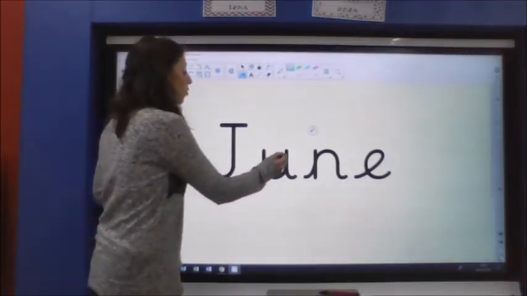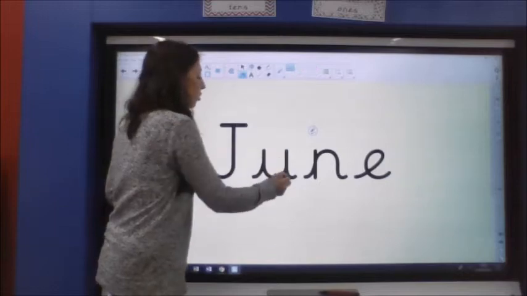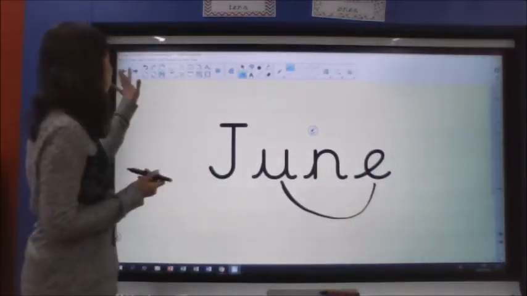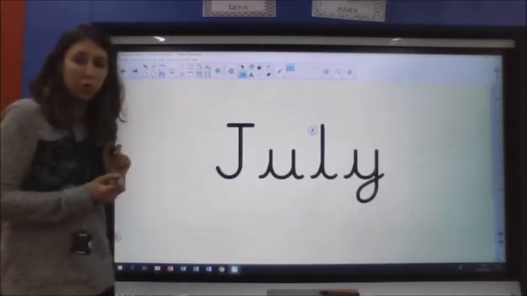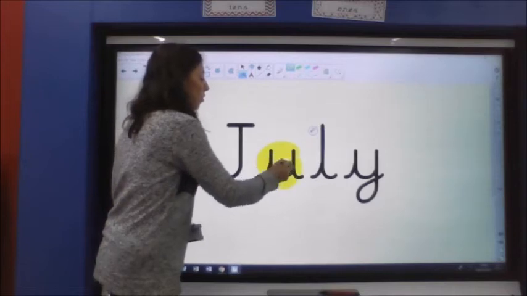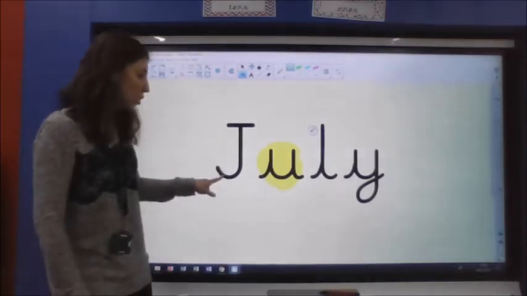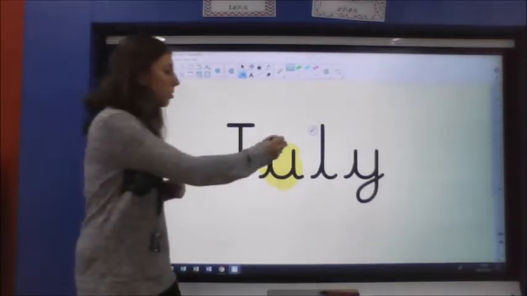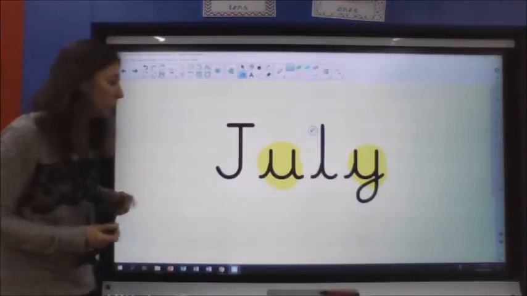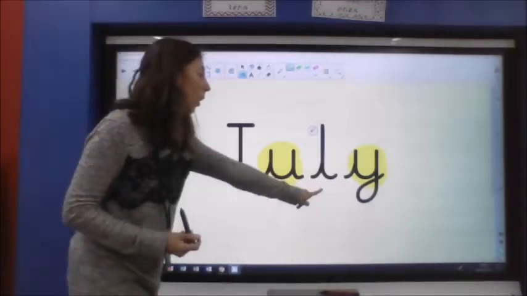Then we've got the word June. So we have to remember in June to use the split digraph oo sound. July, we have to remember to use that to make the j oo sound and the Y to make the I sound. July.